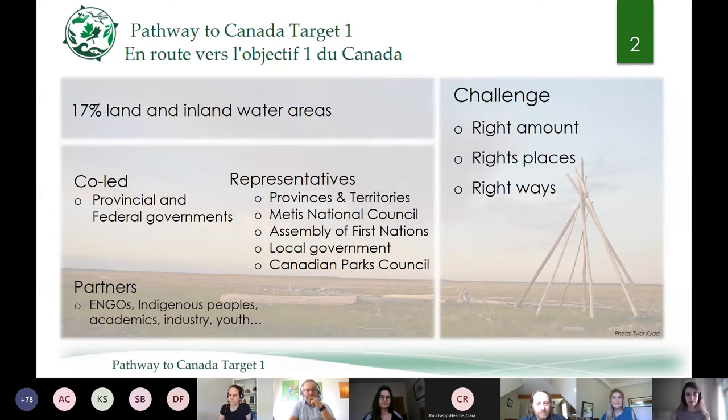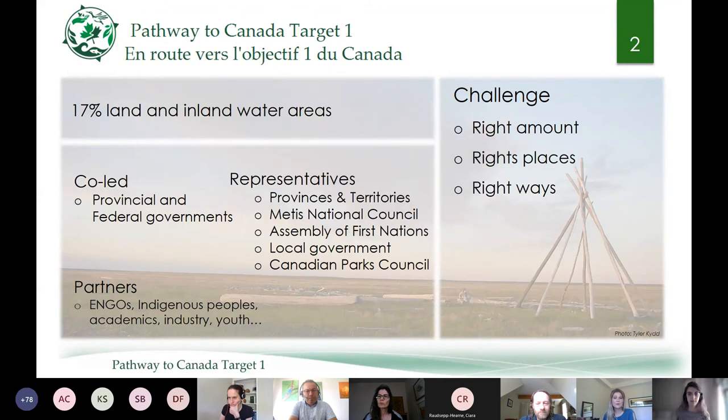So I'll start with some quick context on what I'll likely be referring to as the pathway. In recognition of a need for coordinated action, federal, provincial, and territorial ministers responsible for parks, protected areas, conservation, wildlife, and biodiversity launched the Pathway to Canada Target 1 initiative in the summer of 2017. And this was done to put in place the necessary community of people to achieve the terrestrial and inland water portion of Canada Target 1.